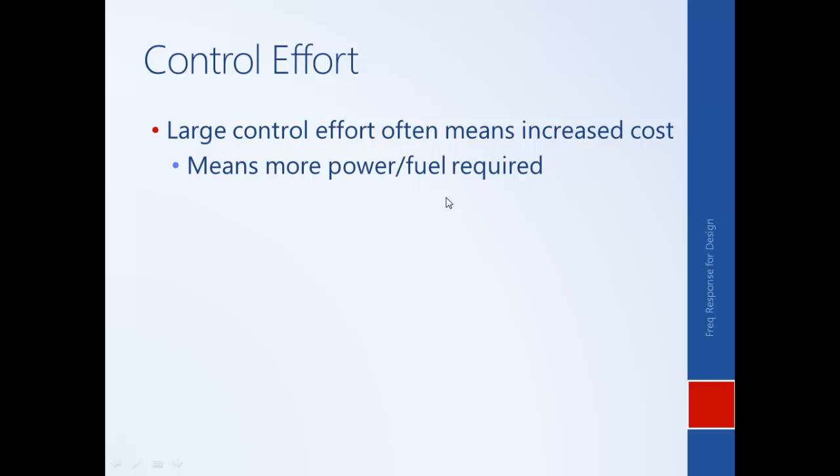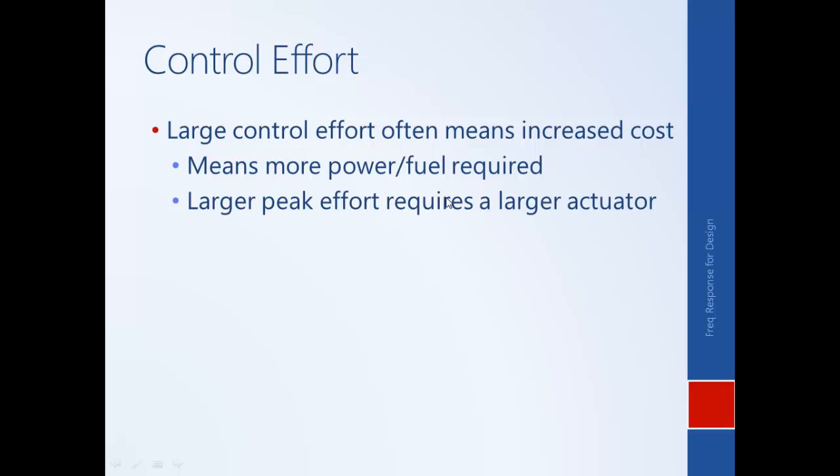If your engine needs to generate more torque, it may take more fuel. If your motor needs to generate more torque, it may require more electricity. And so that fuel, that electricity costs money in a sense. And so requiring more control effort means that the operation of that controller costs more money. If we require a large peak control effort, then that means we also need a larger actuator, a larger engine, a larger motor, which also corresponds to higher cost.